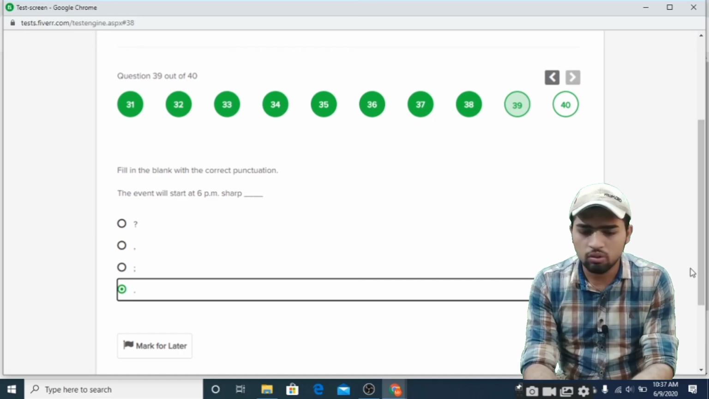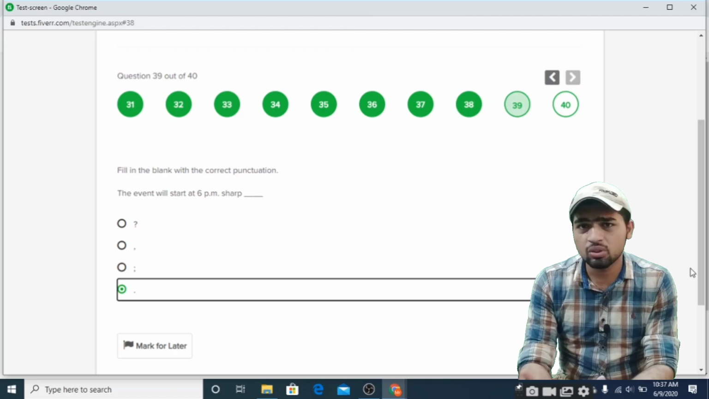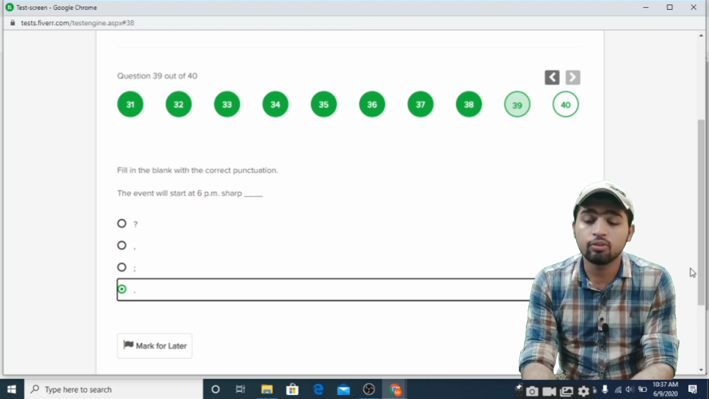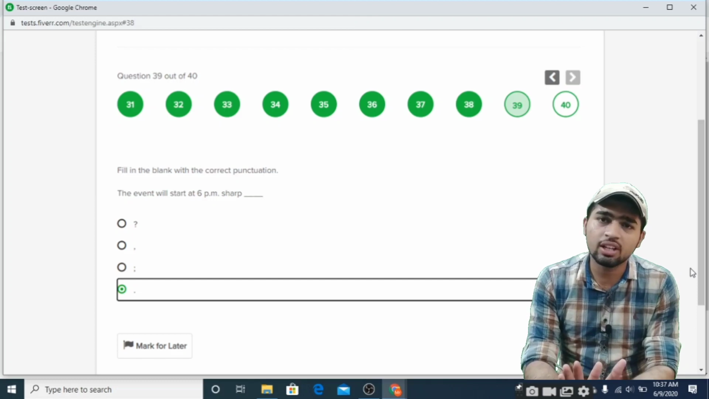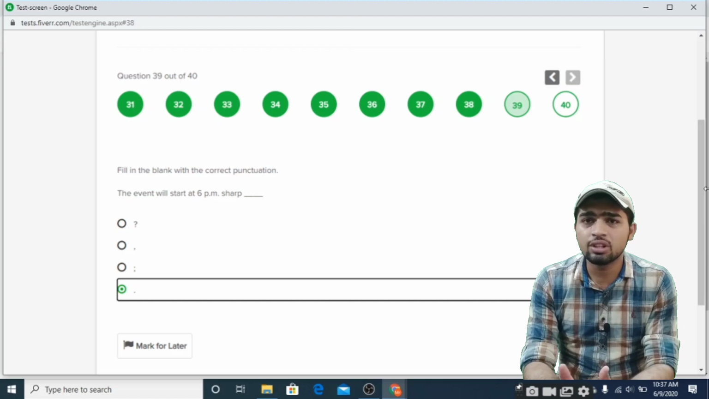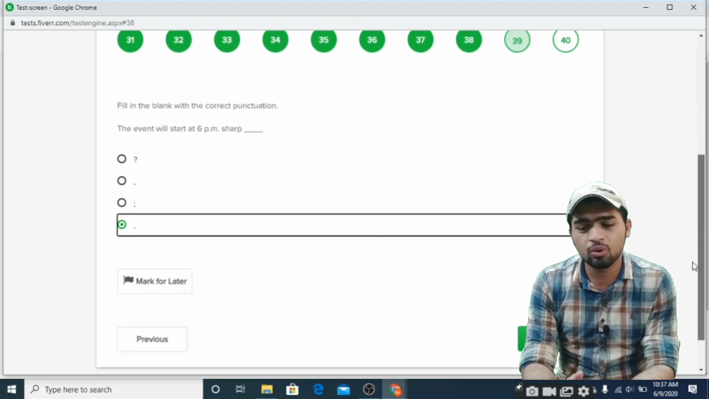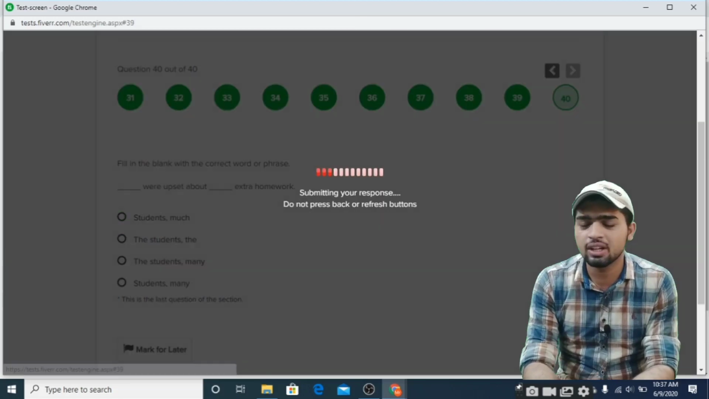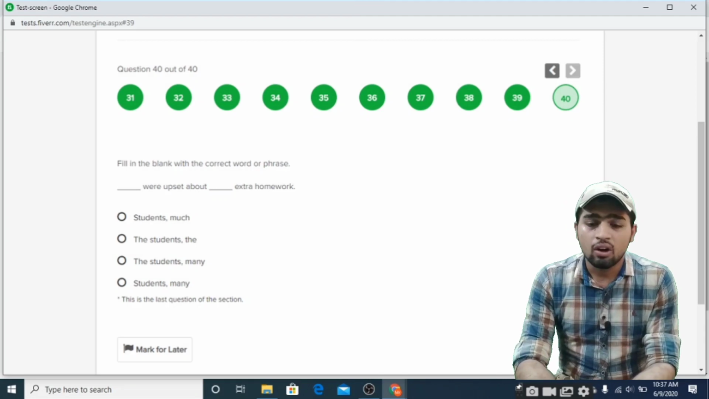First option is not correct. Second one is also not correct. Option 3 is obviously not correct. So the correct answer is option 4. The event will start at 6 p.m. sharp. This is a whole and complete sentence that ends with a full stop mark. So option 4 is the correct answer. I click on 4th and click on next option.